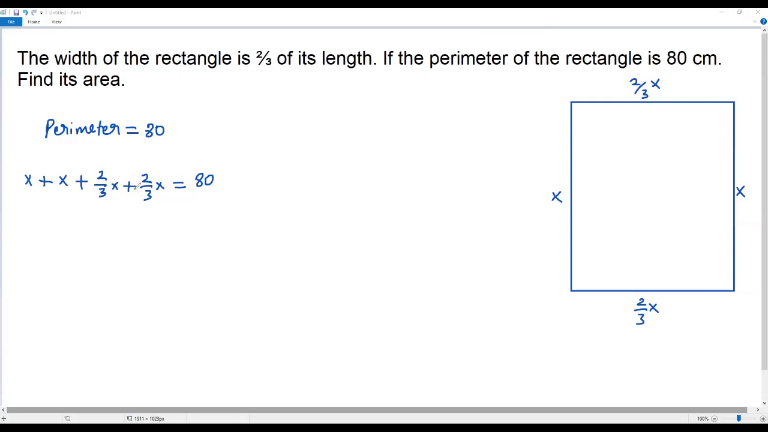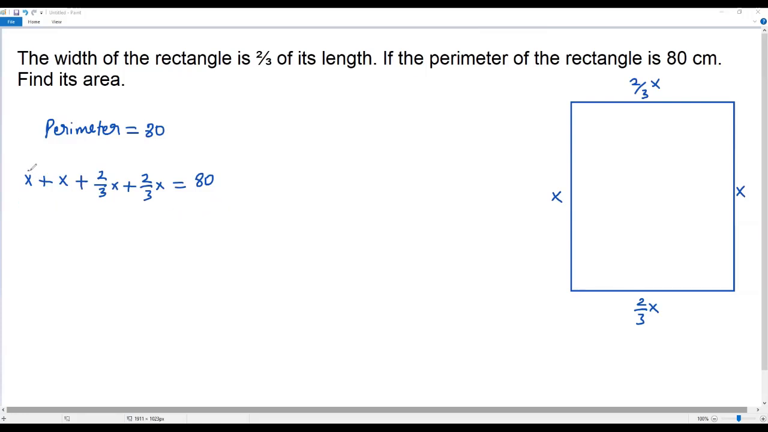Okay, now in this equation I have to solve for x. So once I get the value of x, that represents the width of the rectangle, and also using the value of x I can get the length of the rectangle. So once I get the width and length, I can get the area of the rectangle, because the formula to find area for a rectangle is length times width. Okay, now our aim is to solve for x in this equation.